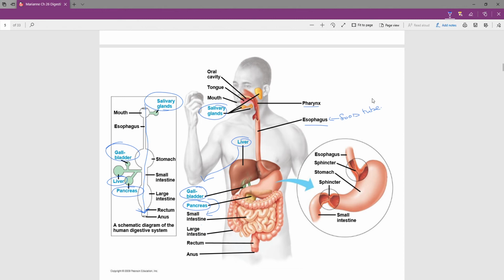A lot of these parts of your digestive system you've done before. This is showing the sphincter at the top of your stomach and the sphincter at the bottom of your stomach as some examples of the sphincters, or little doorways, in between the chambers or compartments of your digestive system.